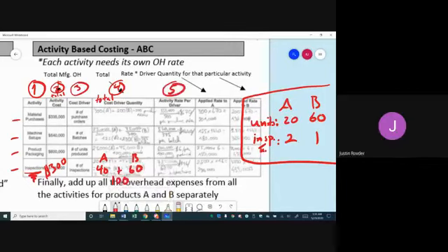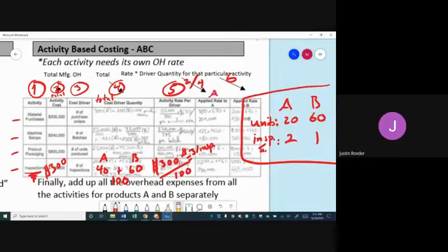Step 5 is just to make a rate based off of that driver. So step 5 is just step 2 divided by step 4. It is the total overhead cost of each activity divided by the total cost driver quantity of each activity. In this case, we said inspections cost a total of $300 and that there were 100 total inspections incurred by the company. Therefore, the rate is $3 per inspection. So I'm just going to clean this up. $3 per inspection.